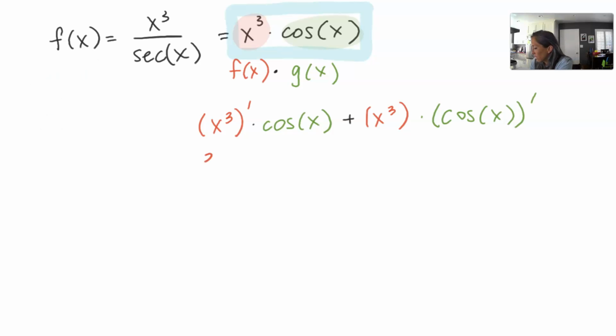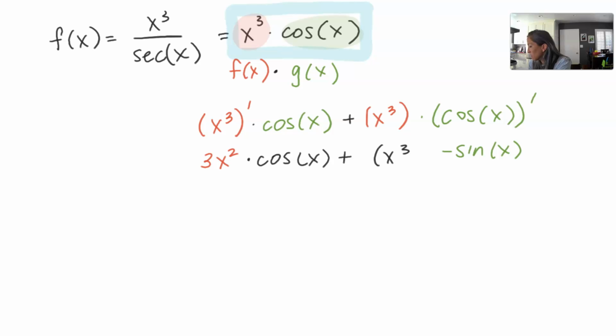So let's go ahead and evaluate those two derivatives. X cubed, just a power rule. Cosine of x is one of our trig functions that we got in this section, which is negative sine of x. And then we'll bring down the other pieces that were just sort of set. Cosine of x, the plus, our x cubed.